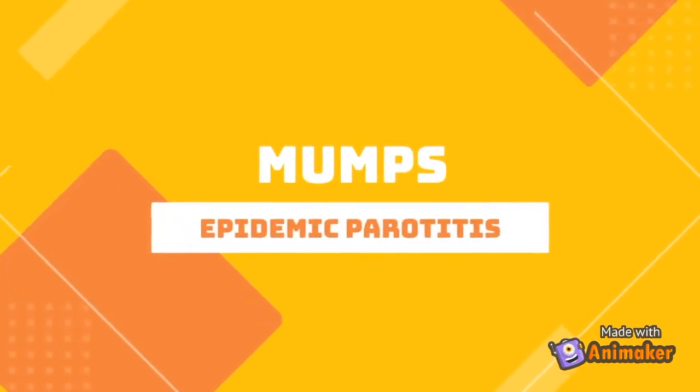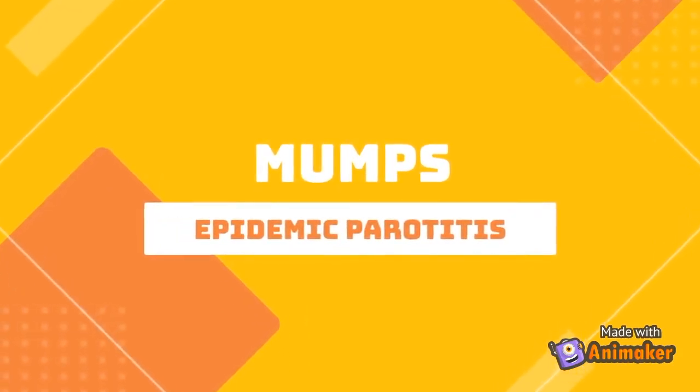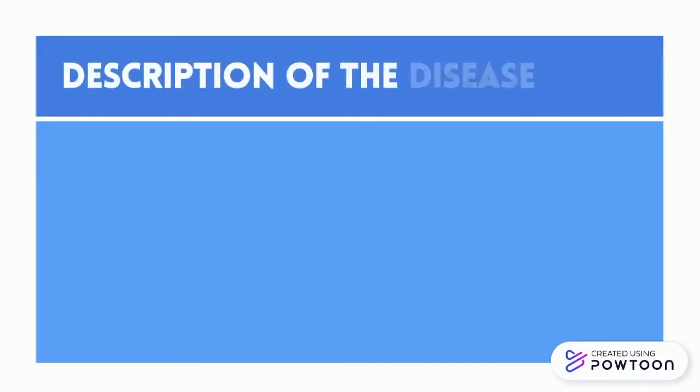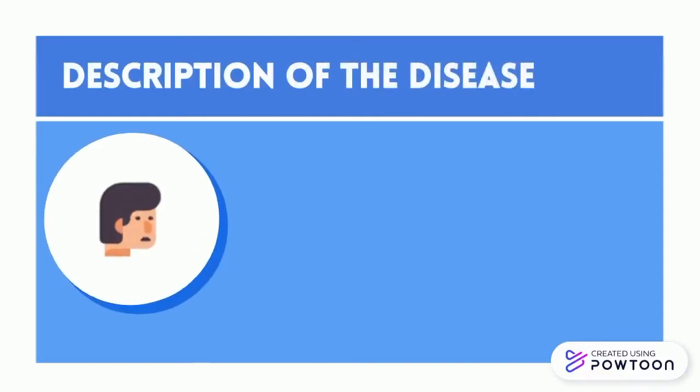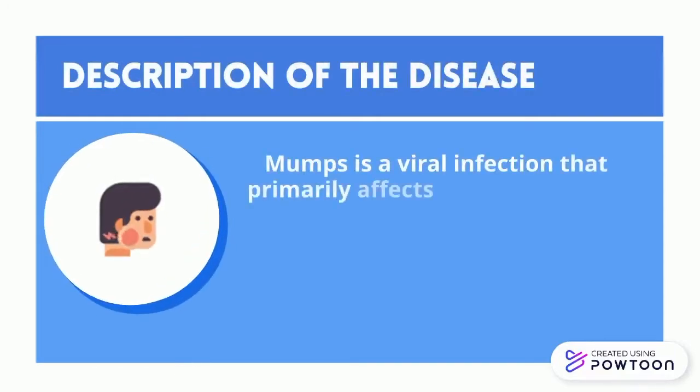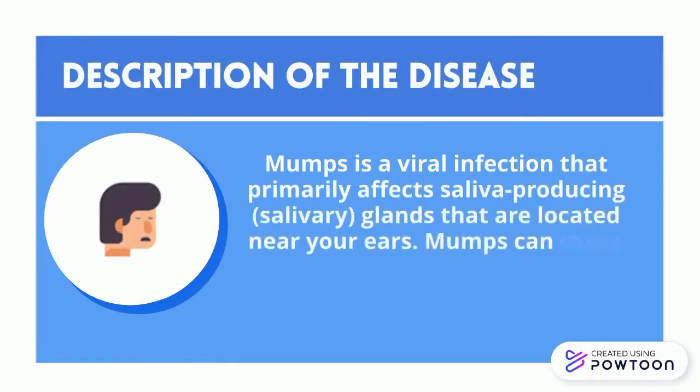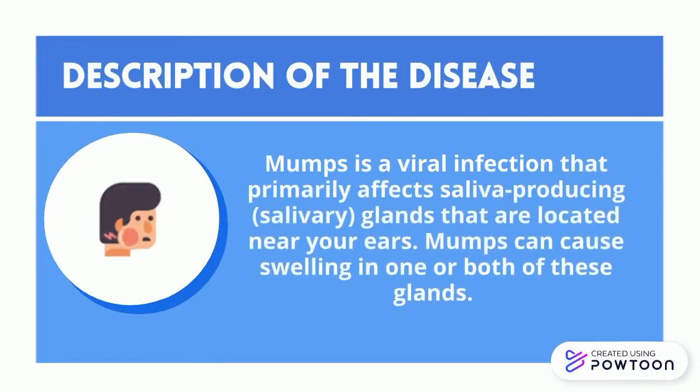Mumps, epidemic parotitis. Description of the disease. Mumps is a viral infection that primarily affects saliva-producing glands that are located near your ears. Mumps can cause swelling in one or both of these glands.